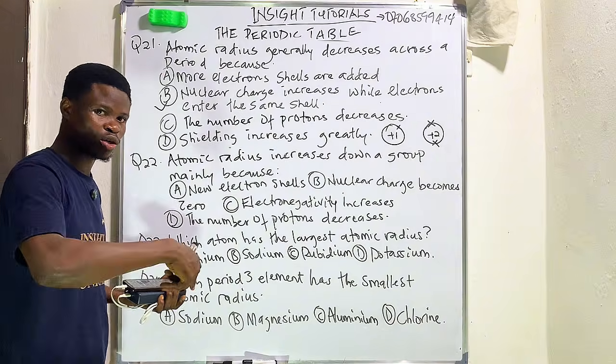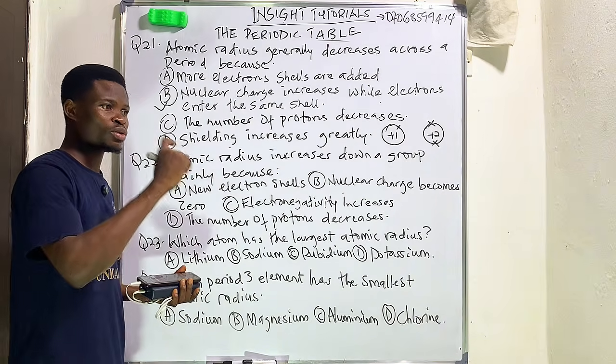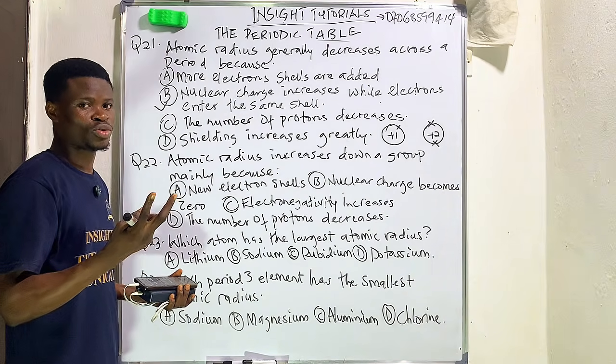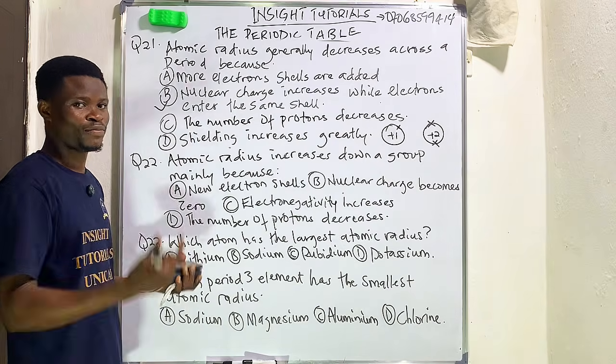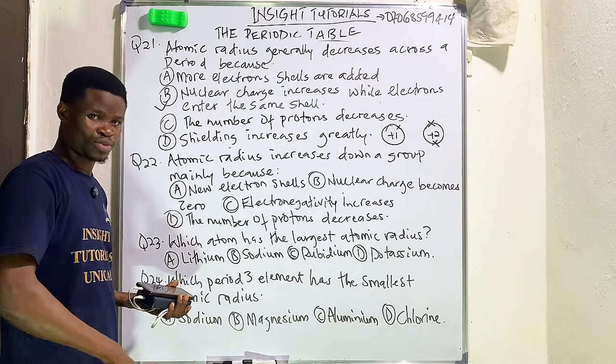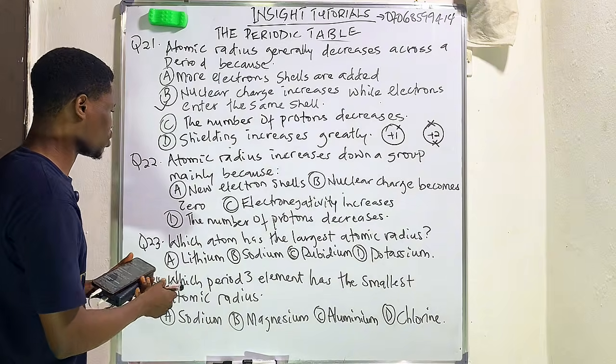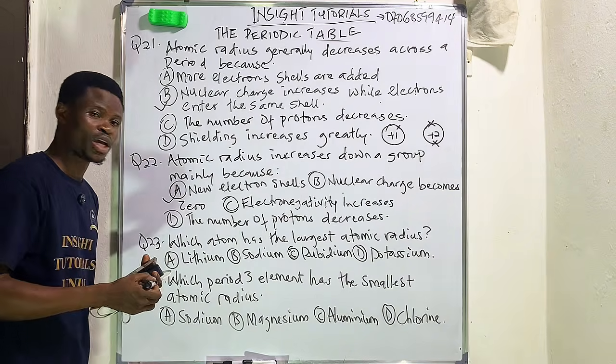New, because as you go down group 1, for example, lithium has 2 shells, sodium has 3 shells, potassium has 4 shells, just like that down the group. So you have to take cognizance of that. So option A is correct.